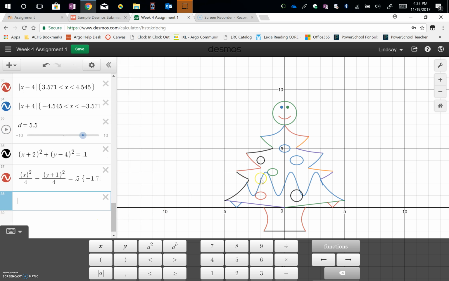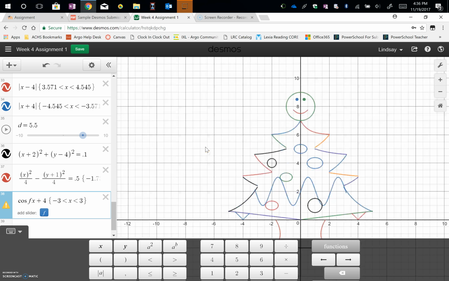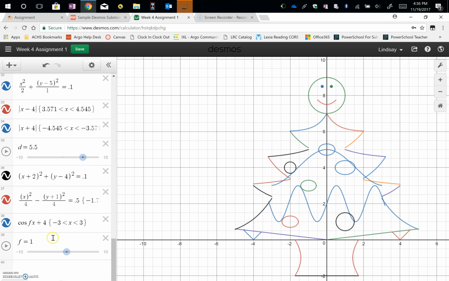And then the last thing I need to form is the cosine function to form another garland. So I'm going to type in cosine, and I'm going to create a slider for f plus 4. And again, I'm going to form a restriction of -3 to +3. And I'm going to add a slider here so that it actually shows up on my graph. And this way my cosine function can be really, really skinny or really, really wide. So the most normal would probably look a little bit wider on the tree.